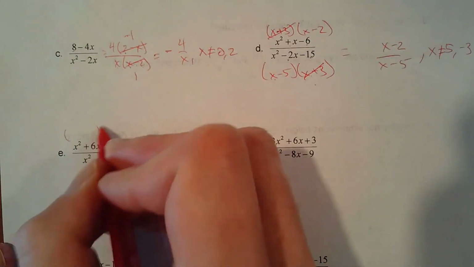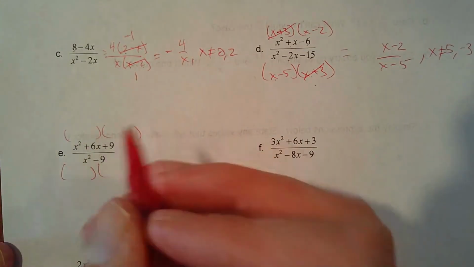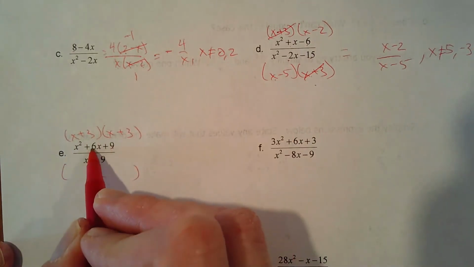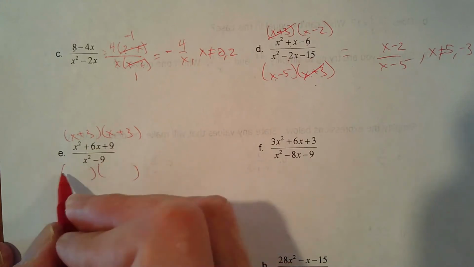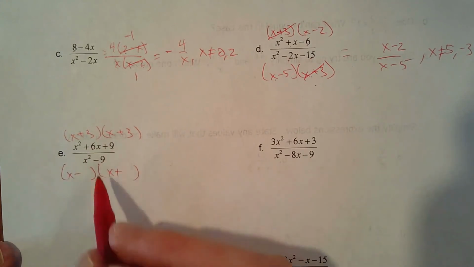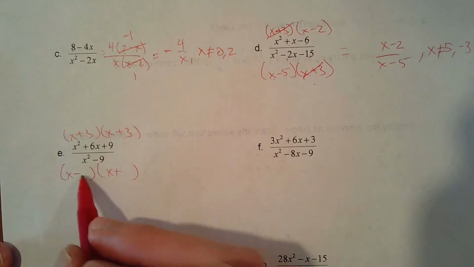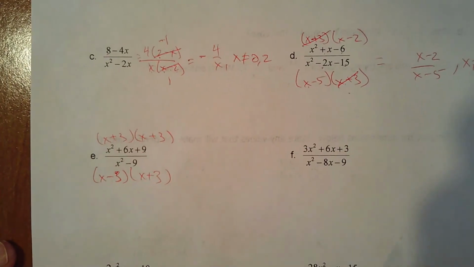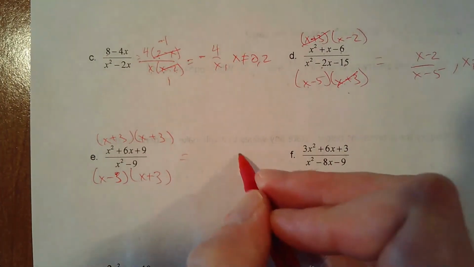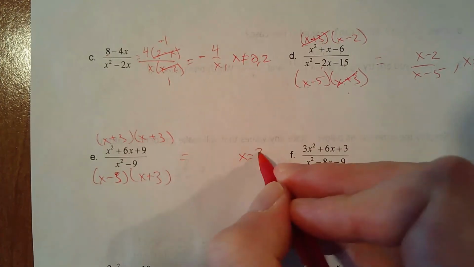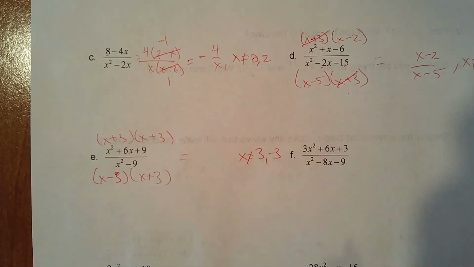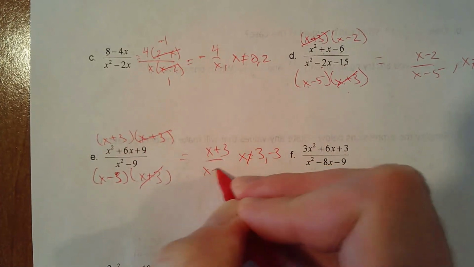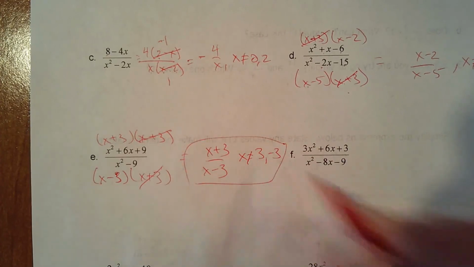Here, let's see. So this would be x plus 3, because product is 9, sum is 6. Here the product is negative 9. That means if the product is negative, one's positive, one's negative. The sum is 0, that means they're the same thing. So these two are the same number. Okay, so now x cannot equal 3 or negative 3. And my answer, so it'd be x plus 3 over x minus 3, as long as x doesn't equal 3 or negative 3.